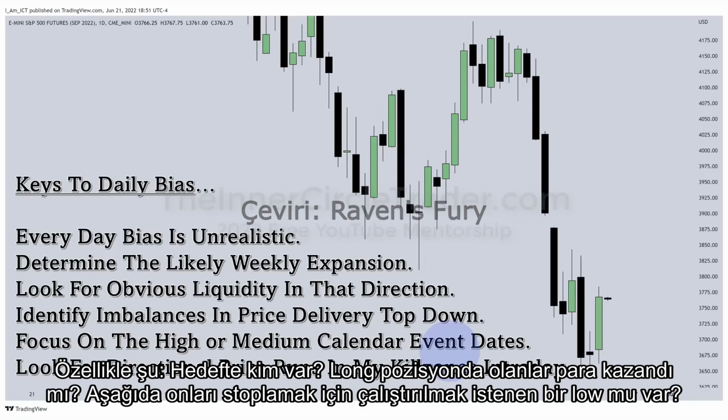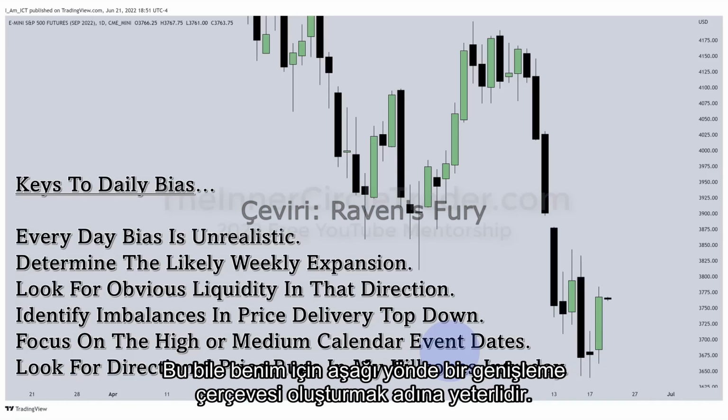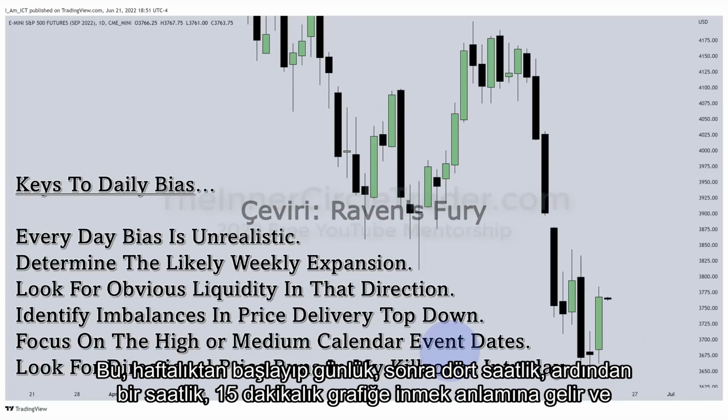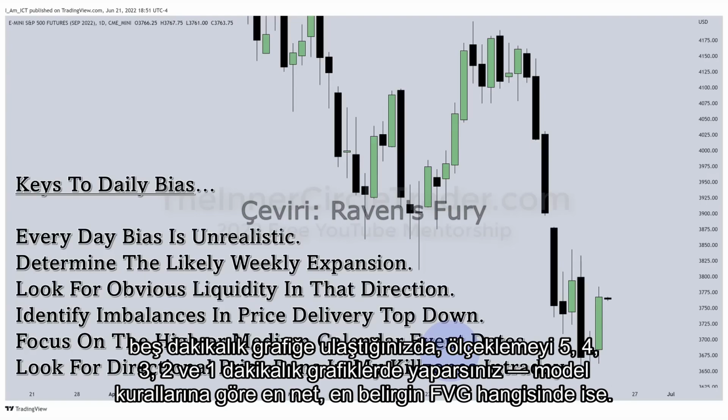Who's in the crosshairs? Have people been making money going long? Is there a low that they're going to try to run down and stop them out with it? That would be enough for me to frame an expansion going lower. So I'm looking for obvious liquidity in that direction. Below old lows, above old highs, or identifying imbalances in price delivery top down. That means from the weekly down to the daily, down to the 4 hour, down to the 1 hour, to the 15-minute chart. And then once we get to the 5-minute chart, you do the scalings from 5, 4, 3, 2, and 1, whichever has the clear, obvious fair value gap for you based on the model's rules.